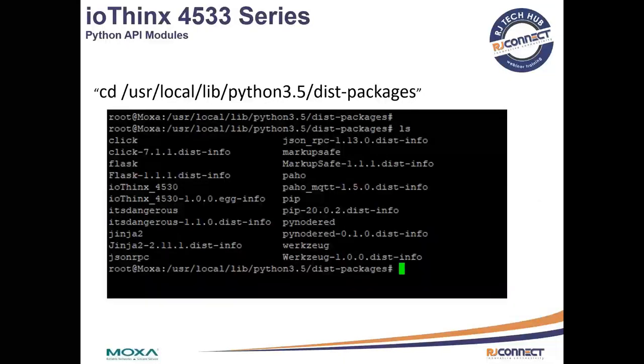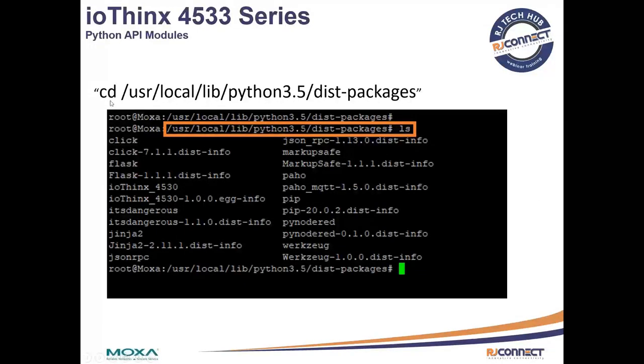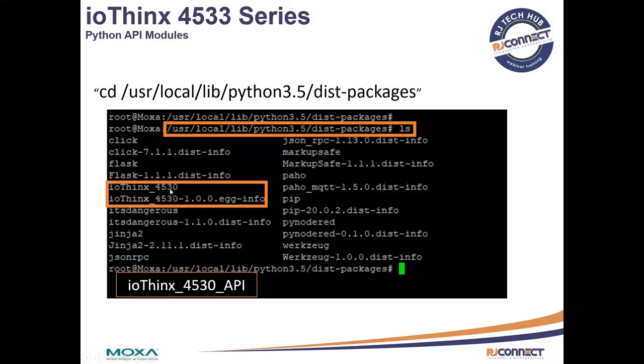On the next slide, the example shows that you navigated into the Python modules folder, usr/local/lib/python3.5 site-packages. If I say list, it lists all the modules supported on Python here. You will notice that ioThinx 4530 is also here. Under this folder, ioThinx_4530, it contains the ioThinx 4530 API. This API is the one you're going to import into your Python script, and I will show you when I'm doing the live demonstration.